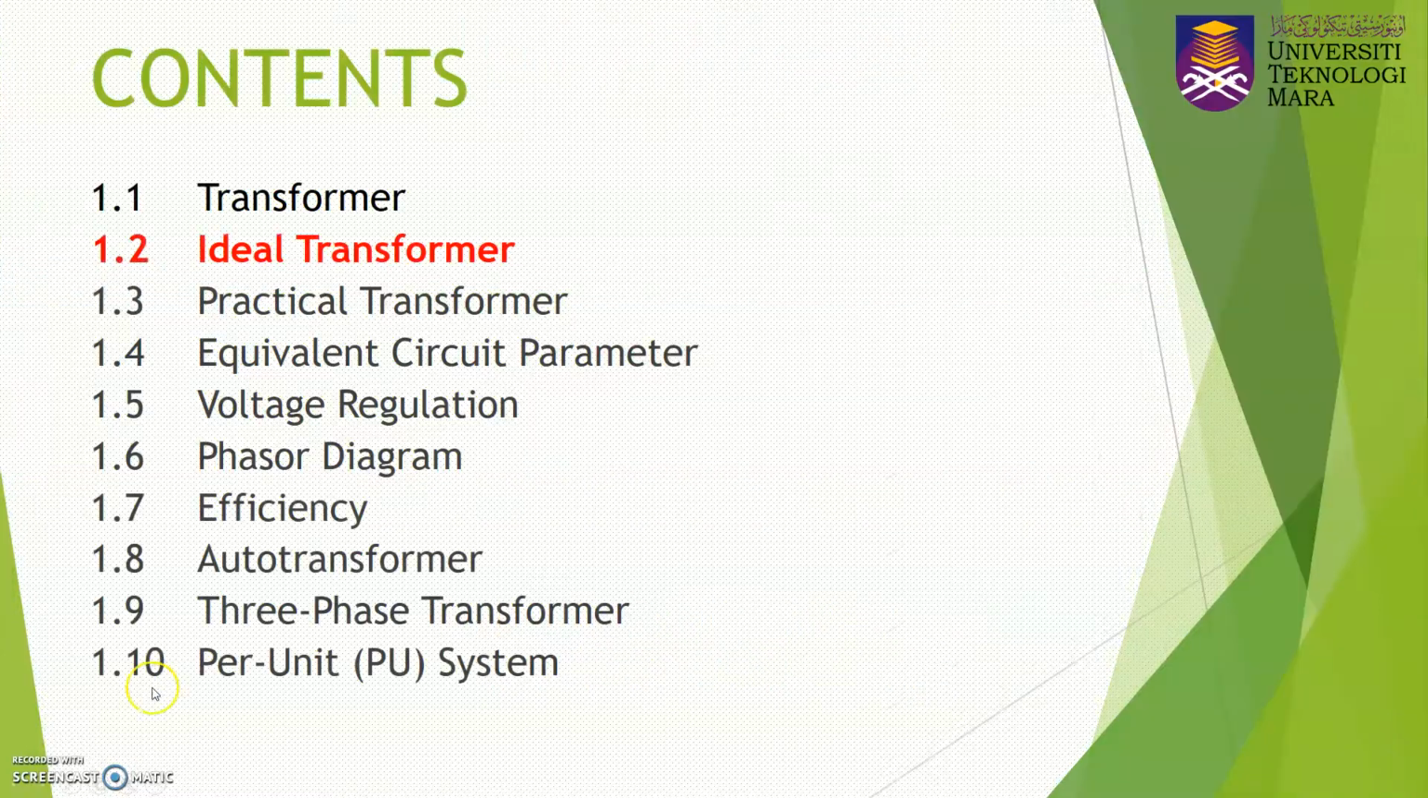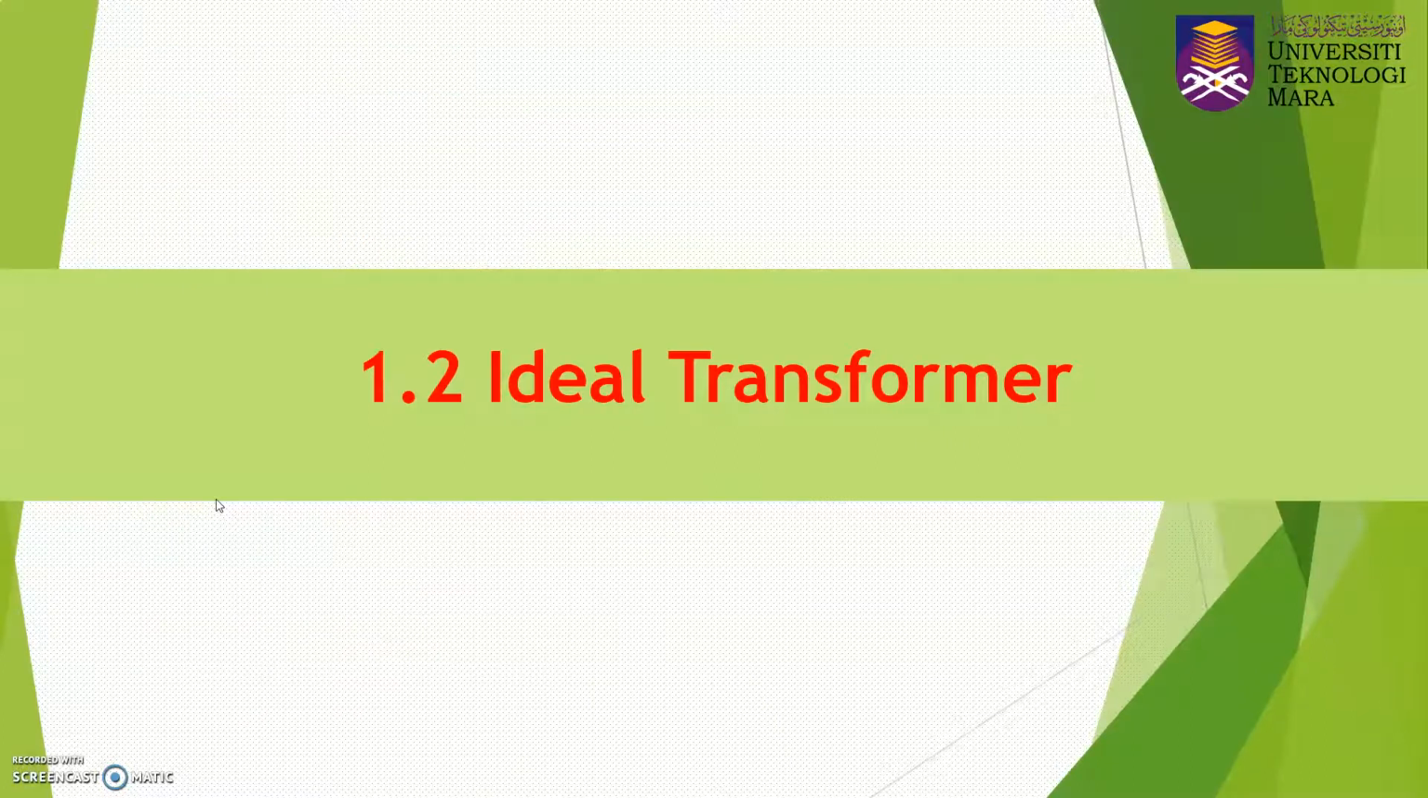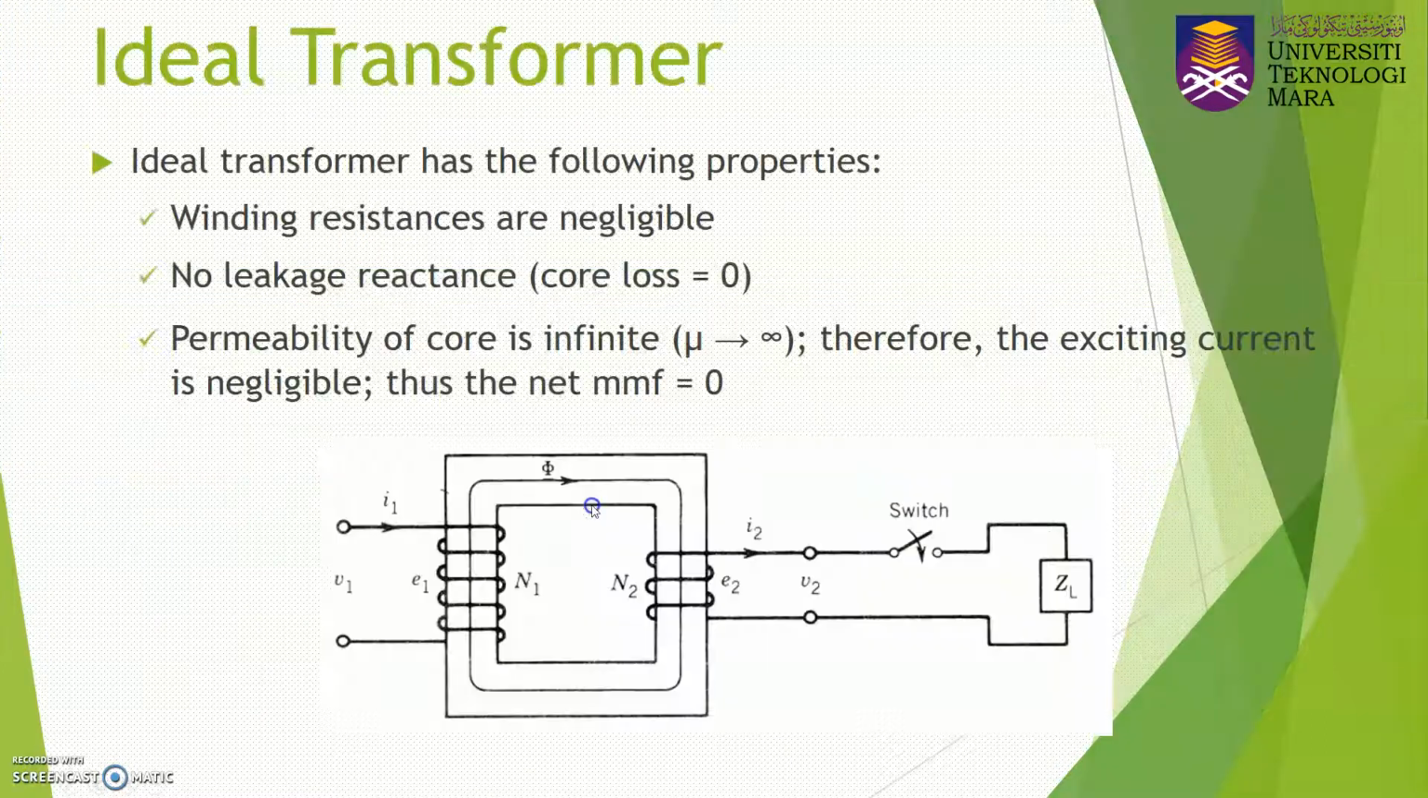So basically, in this video, we are going to continue our topics on ideal transformer. So let's move to the subtopic of today, which is ideal transformer. For the ideal transformer, you can consider you have a transformer with two windings, such as shown in this diagram. This is the schematic diagram of the transformer that has two windings. You have a primary winding here with N1 turns, and then you also have a secondary winding of N2 turns.